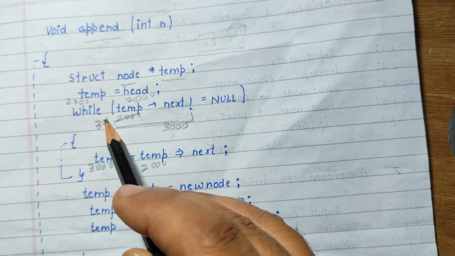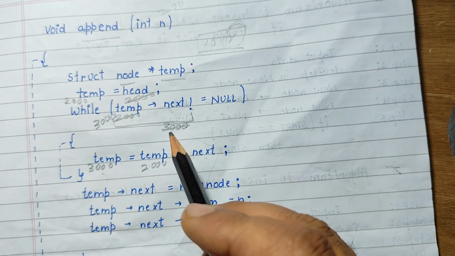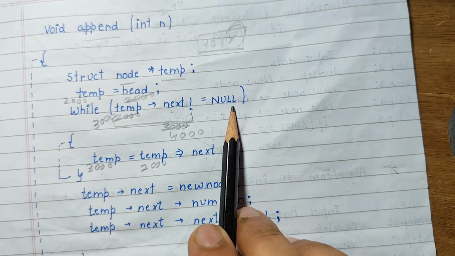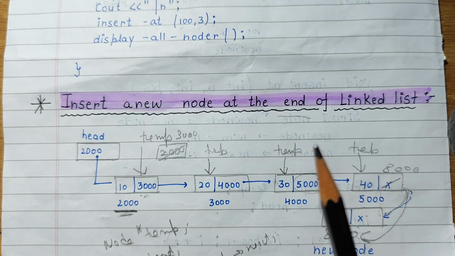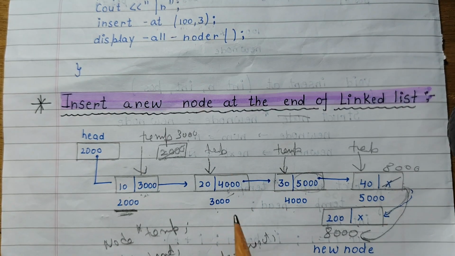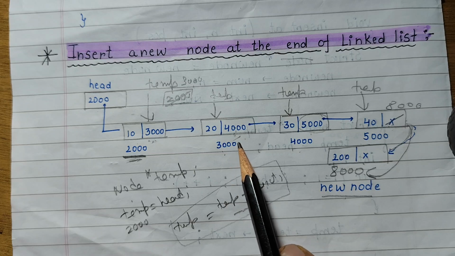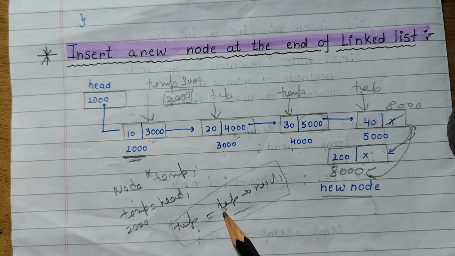Now temp has a value 3000. Now 3000 of next is 4000. Okay, 4000 is not equal to null, condition true, because if we check the condition here, after 3000 of next is 4000, 4000 is not equal to null, then this statement is executed. Temp is equal to temp of next. So temp has a value 3000. 3000 of next is 4000. So now temp has a value 4000.